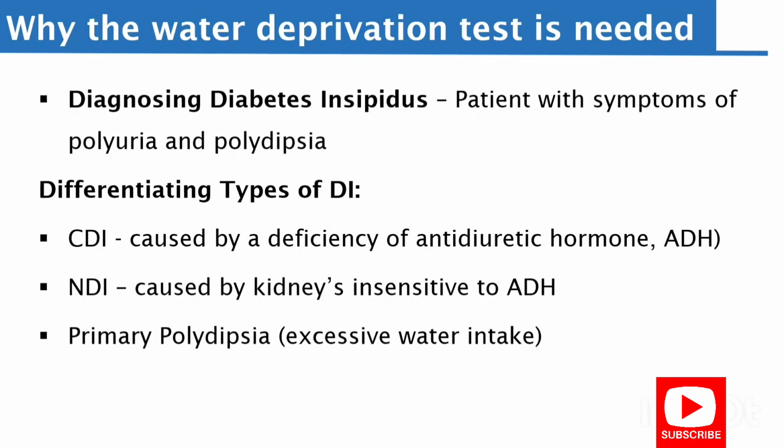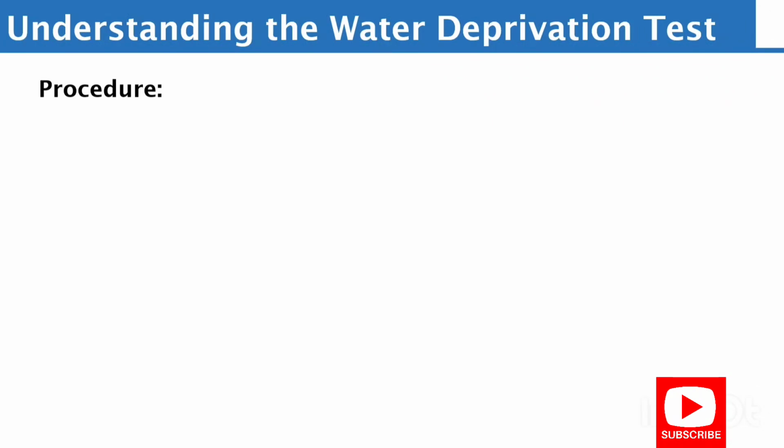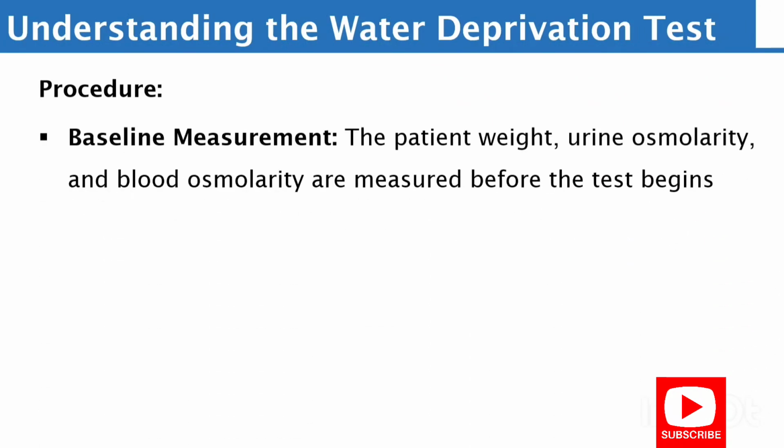Now, let us look at the understanding aspect of this. We need to understand the water deprivation test. What is the procedure? What is our understanding about it? My opinion about this aspect is that the understanding has to do with the procedure that is actually involved. In the procedure, you need to consider the baseline measurement. You need to look at the patient's weight, the urine osmolarity, and the blood osmolarity, which are measured before the test begins.